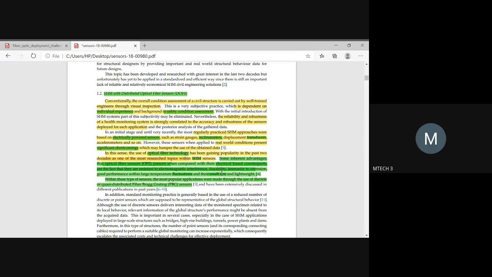So this high accuracy of sensitivity is not present in electrically powered sensors, and hence the availability of these optical fiber sensors helped to a larger extent to measure the structural health monitoring of any buildings which are constructed, right? So this was a need.